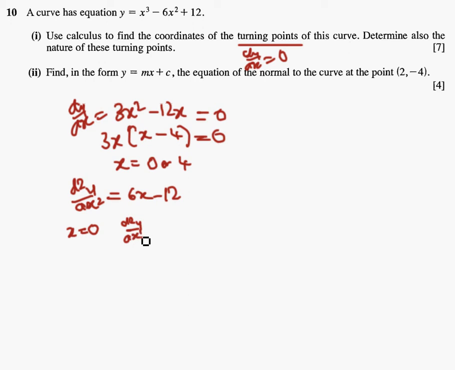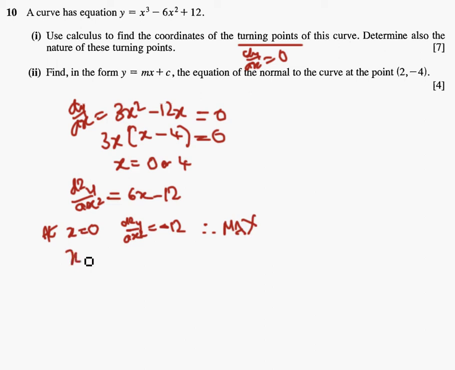When x is 0, I do 6 times 0, which is 0, minus 12, which is negative. So at x equals 0, dy by dx is 0 and the second order differential is negative, that means we have a maximum.